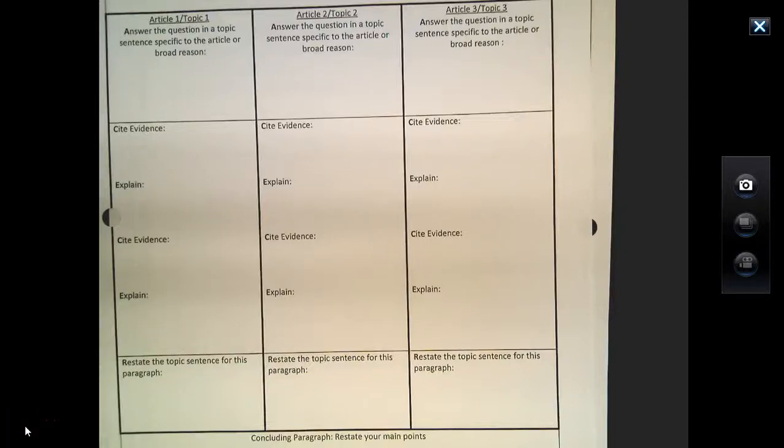If you are watching this video, it's because you are choosing to organize your essay by topic. If you are organizing your essay by article, exit this video and make sure you're watching the video for article.